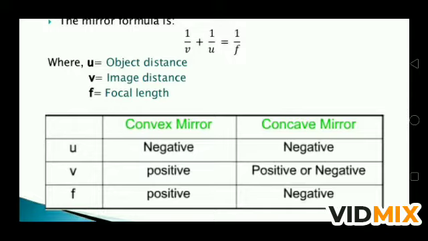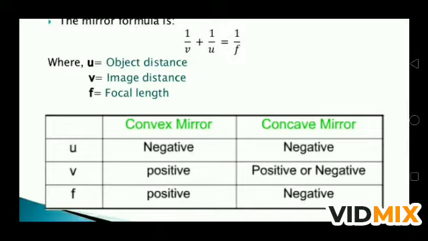V in the case of convex it is positive, but in the case of concave it is positive and negative depending on the position of the object where the image is formed. In the case of convex mirror the focal length is positive, and in the case of concave mirror the focal length is negative. So this is very important, you have to keep it in mind while solving the numericals.